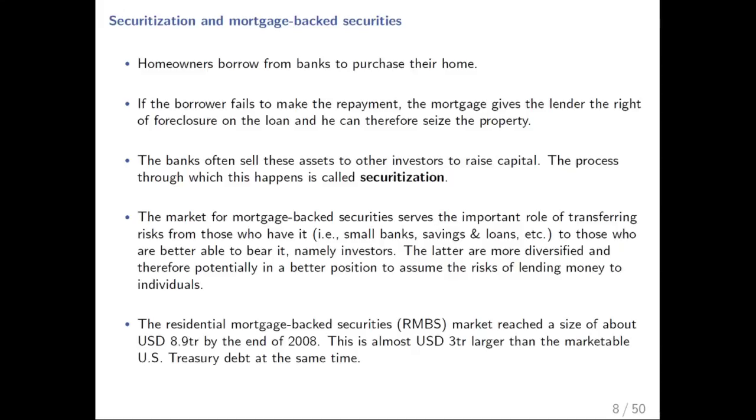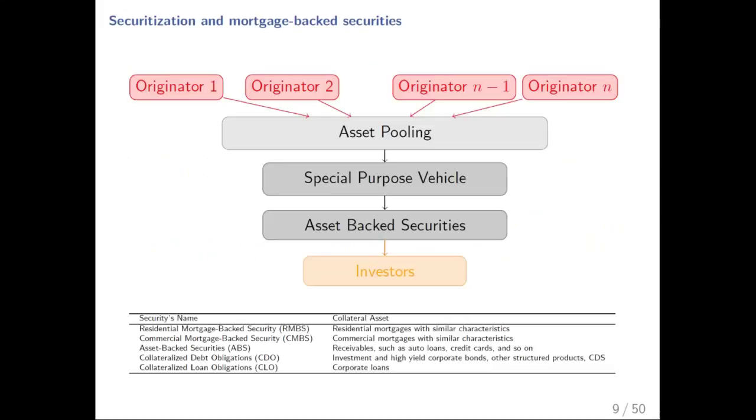So, an example was the mortgage-backed security market. The mortgage-backed security market at the end of 2008 was about 8.9 trillion, which was then three times the size of marketable debt. And this is kind of how the thing looks. You have originators who are making loans. These are small banks in the US. And you have pooling of the loans by various originators who then sell the loans onto something called a special purpose vehicle. The special purpose vehicle is a legal entity which owns the loans and which takes the legal risk, which takes these loans off the balance sheet of the banks.